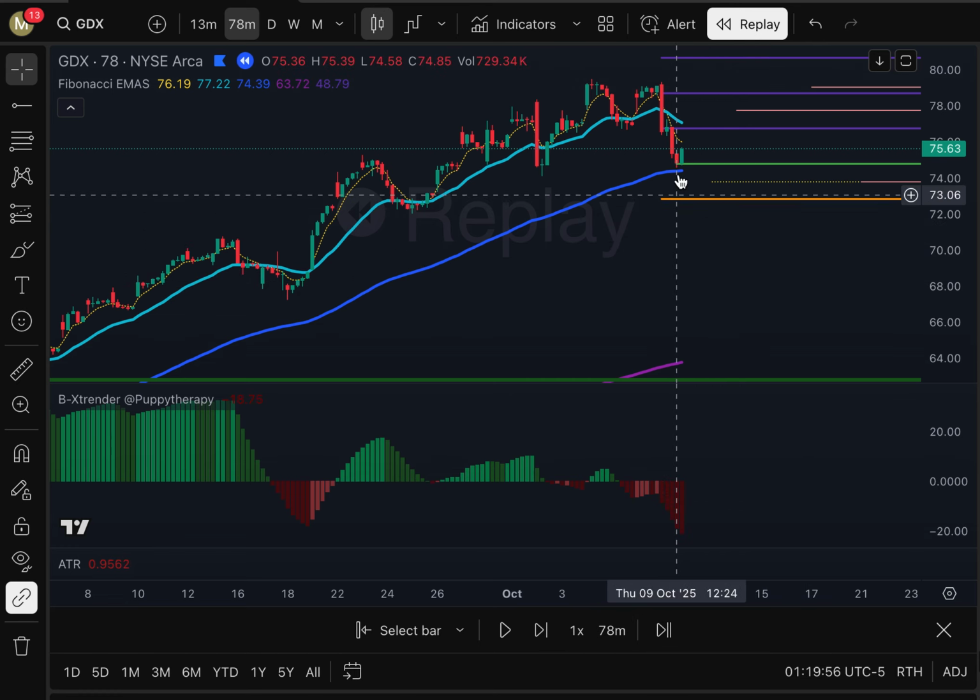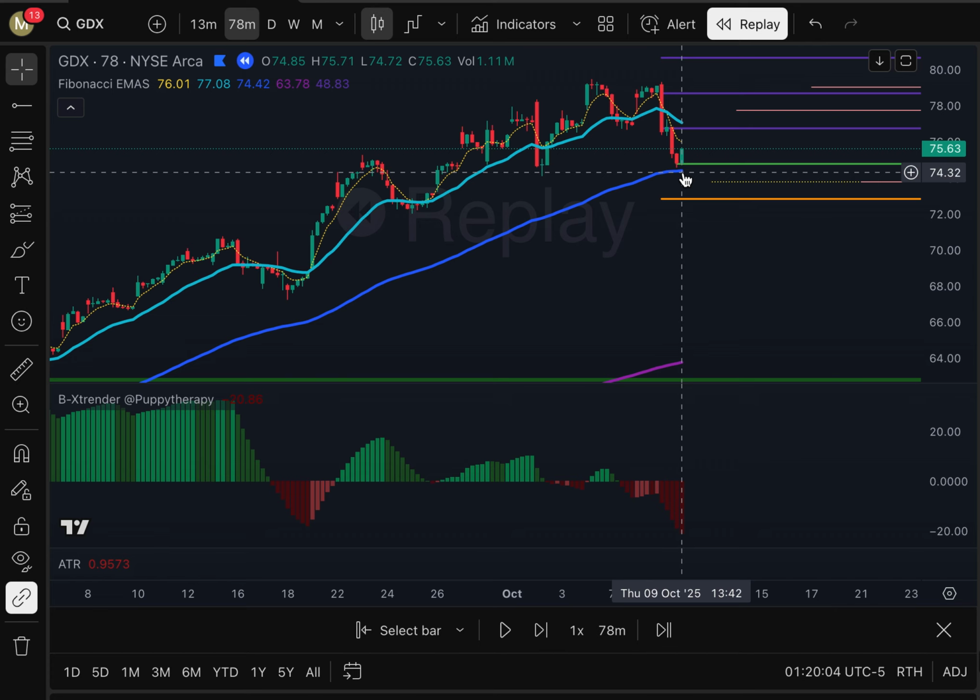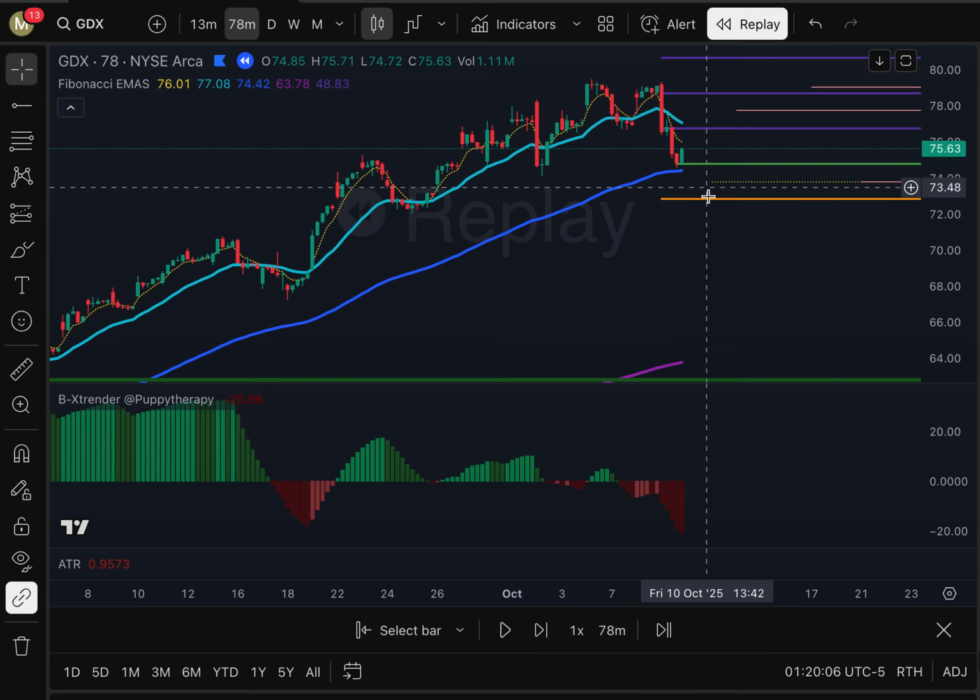I entered here, and so what I like about playing this bounce is it gives me a well-defined risk. If things don't go my way and it ends up breaking below this 89 EMA, not finding support there, then I'll know pretty quickly and I can just get out.